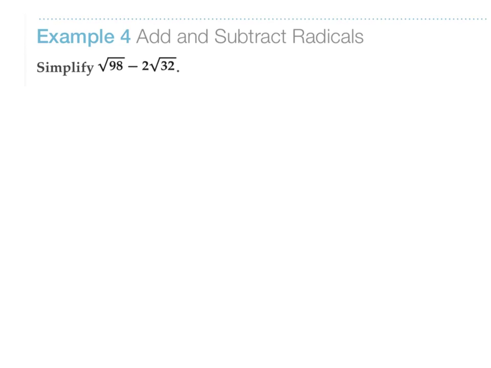To add and subtract radicals, these two numbers need to be identical, which they're not in this case. So we can make them identical by simplifying. So I'm going to simplify the 98 by finding pairs of numbers. So a 7 comes out, and the 2 stays in.